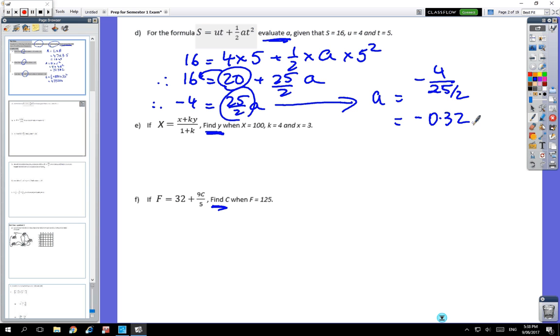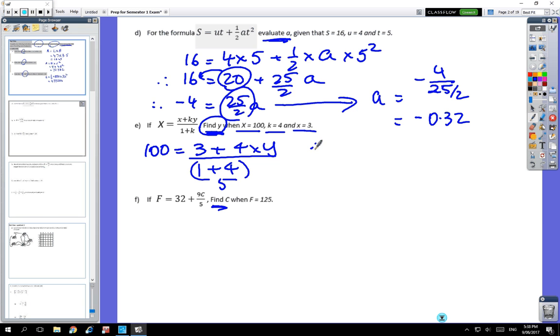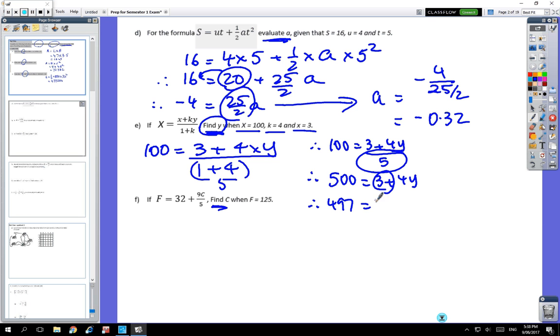Okay, next one. Capital X equals 100. Baby x equals 3. K is 4. Y I don't know. Over 1 plus K. So 1 plus 4 is 5. So we've got 100 equals 3 plus 4y over 5. So next step is multiply by the 5. So we get 500 equals 3 plus 4y. Subtract the 3. So you get 497 equals 4y. And divide by 4. So you can leave it as a fraction or do it as a decimal. It doesn't really matter.